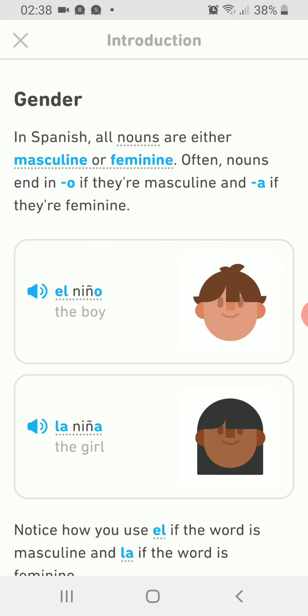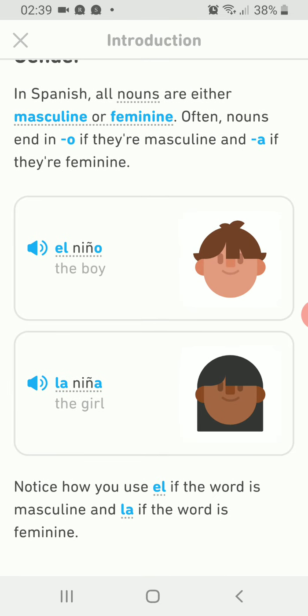But in Spanish, even objects can have a gender. So, for example, a table, la mesa, it's a feminine noun. So, how can you tell if something is feminine or masculine? This is what it's all about. So, I'm going to read here. In Spanish, all nouns are either masculine or feminine. Often nouns end in o if they are masculine and a if they are feminine. So you can already tell just by looking at the ending of a noun, niño, because it ends with the letter O, it's masculine in general, but it's not always the case.